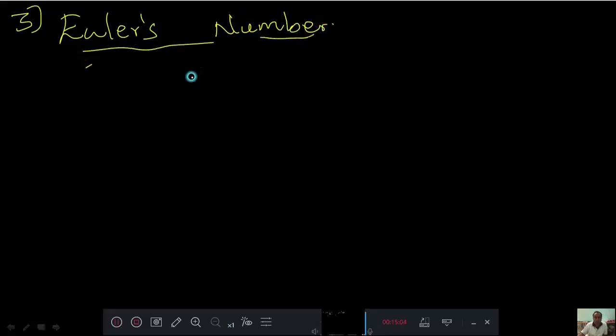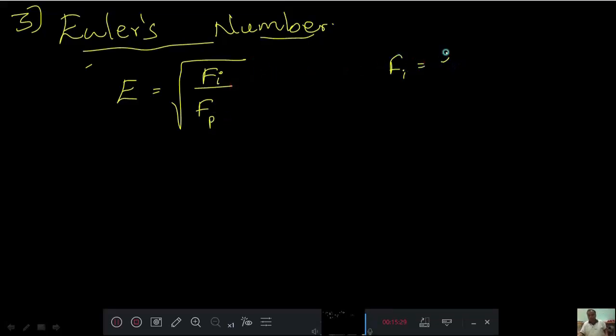And the third dimensionless number we have is Euler's number. This Euler's number is denoted as E, and it is the ratio, under the square root, of the inertial force to the pressure force. The inertial force is already derived, rho a into v square, and we have the pressure force. This pressure force means what? That is the pressure into area.